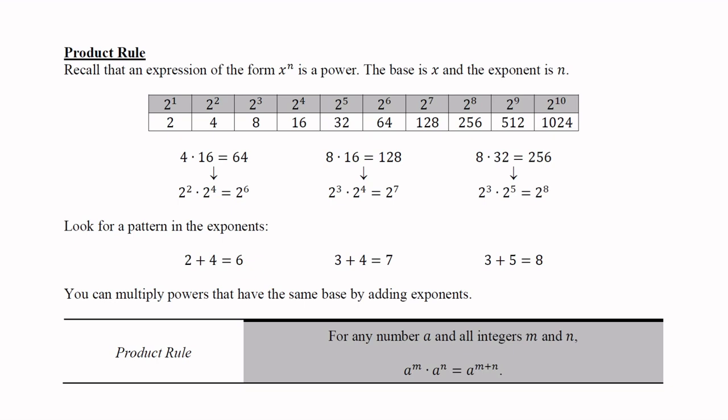For any number a and all integers m and n, a to the m times a to the n is equal to a to the m plus n. So if you're multiplying things with the same base, then you're going to add the exponents.